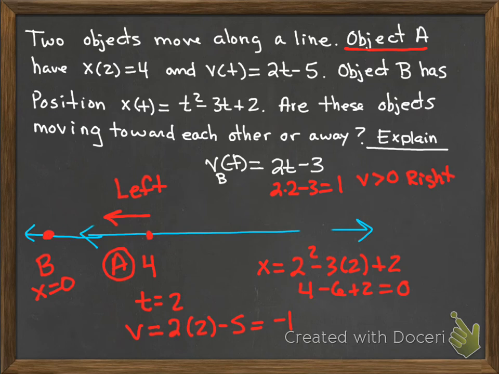And so now this object is moving to the right because v was equal to positive 1, where in the other case the v was equal to negative 1. So as shown by our arrows here, these objects are moving toward each other.